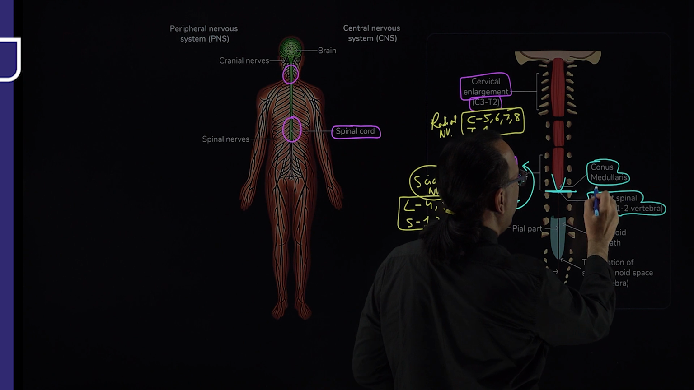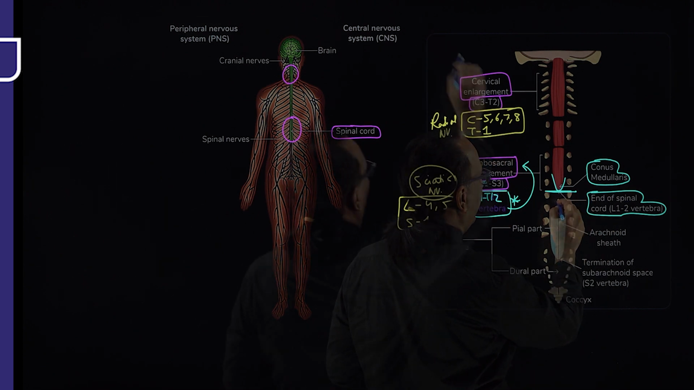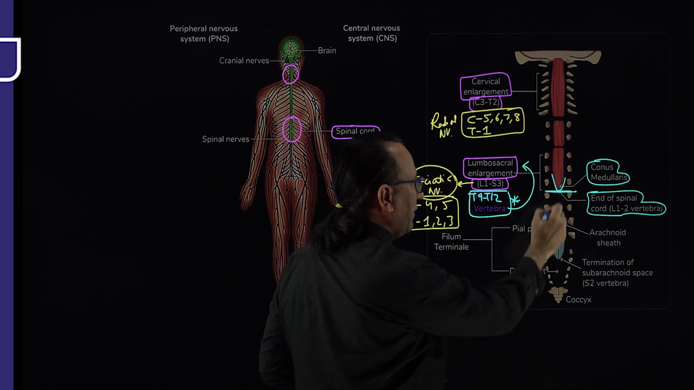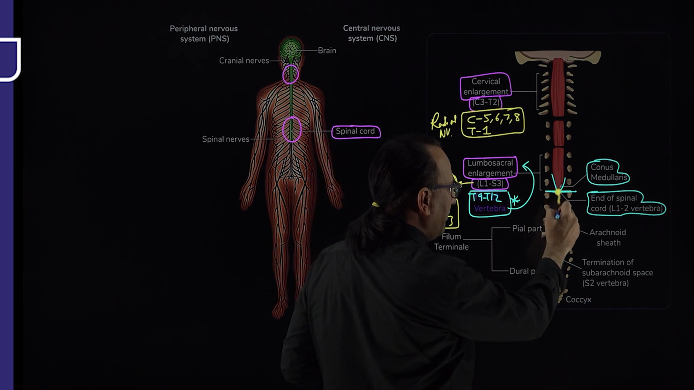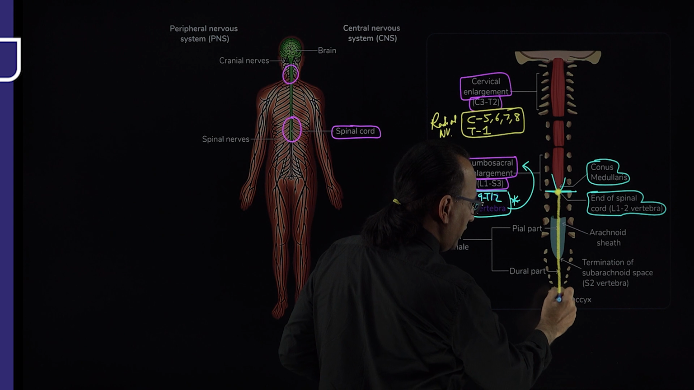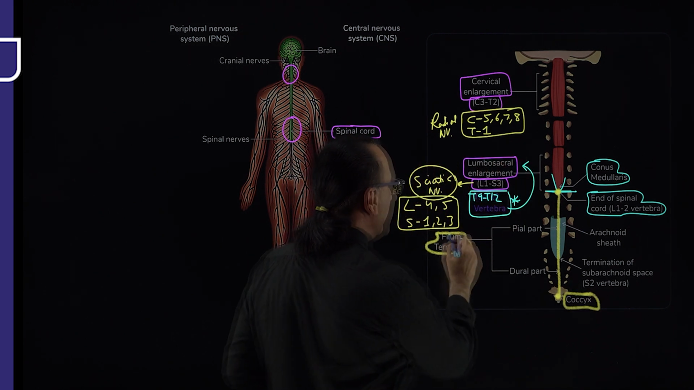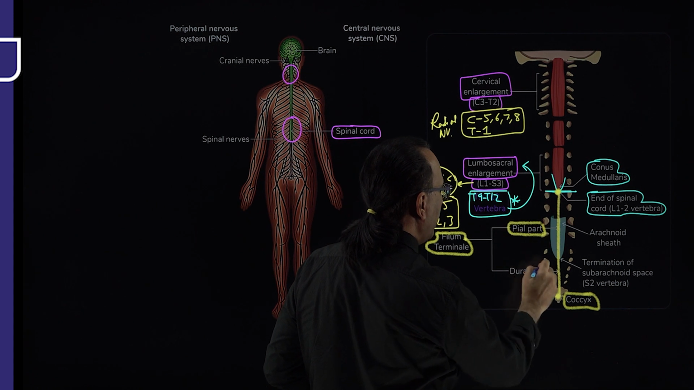But then what about the meninges? What about the filum terminale? The filum terminale is made up of collagen fibers attaching to the tip of the spinal cord and reaching the bone coccyx down there. And it has 2 parts. So what are the 2 parts of the filum terminale? There is one pial part and there is one dural part.